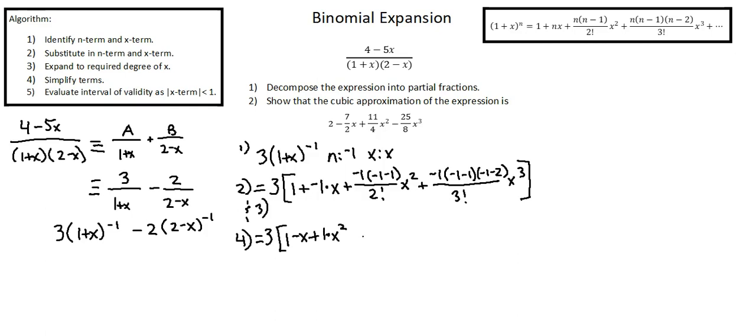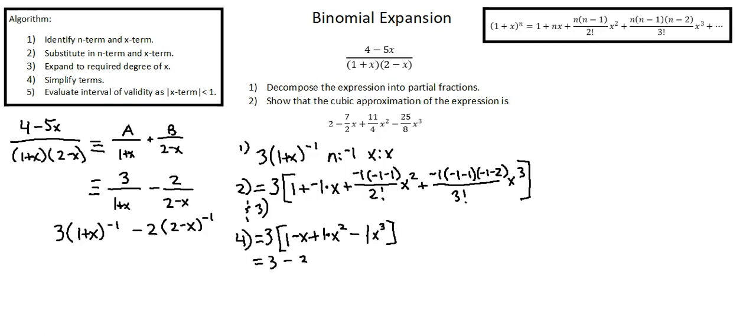Next, in the numerator, negative 1 times (negative 1 minus 1) times (negative 1 minus 2) is negative 1 times negative 2 times negative 3. Thus, minus, the numerator will be 6. The denominator, 3 factorial, 3 times 2 times 1, is also 6. So we have negative 6 divided by 6, which is negative 1, times x to the power of 3. Close brackets.